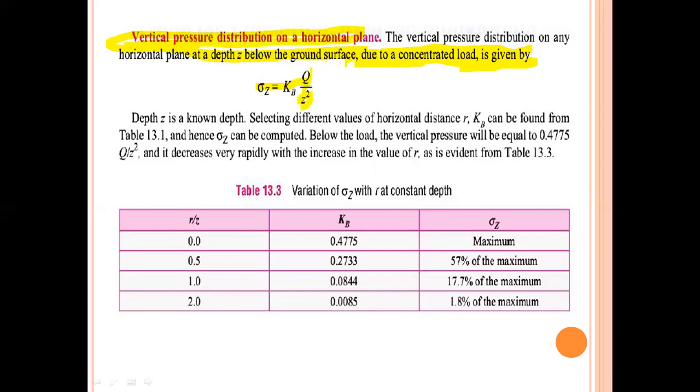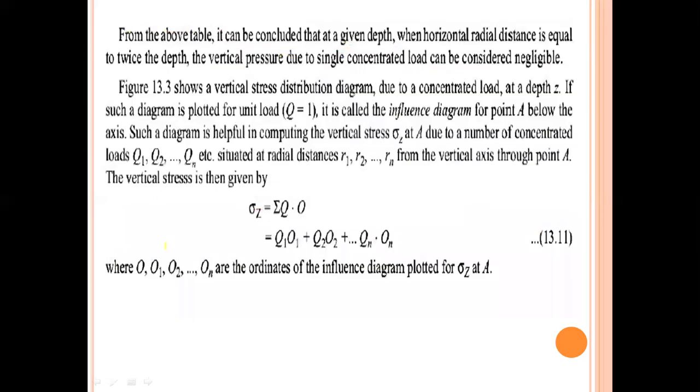Selecting different values of the horizontal distance, Kb can be found from the table, and hence sigma z can be computed. Below the load, the vertical pressure will be equal to 0.4775 into Q by z square, and it decreases very rapidly with the increase in the value of r, as is evident from Table 13.3, which shows the variation of sigma z with r at constant depth.